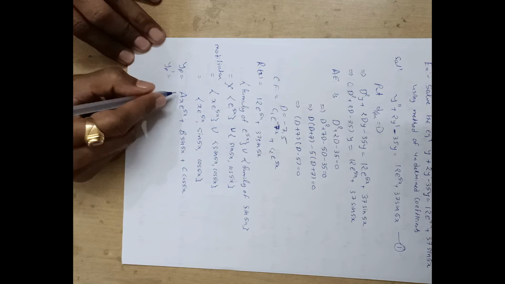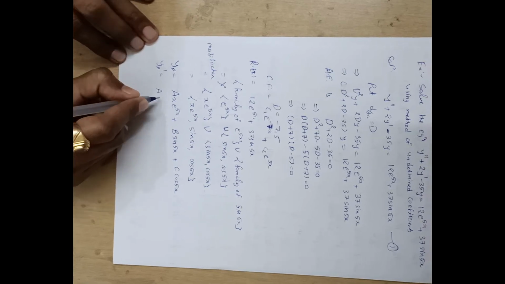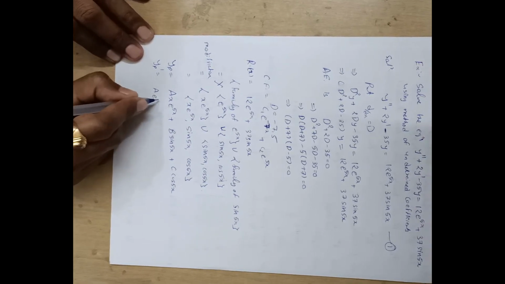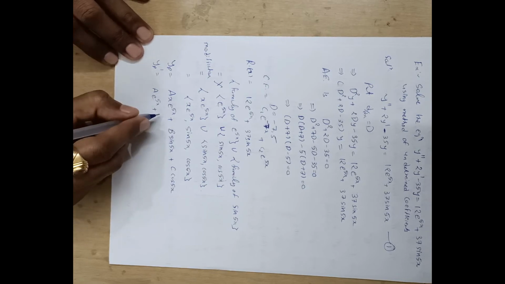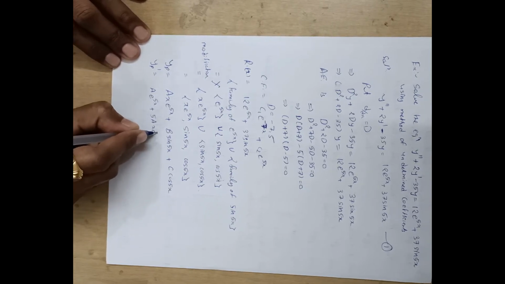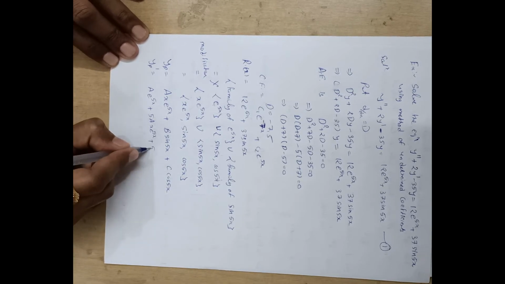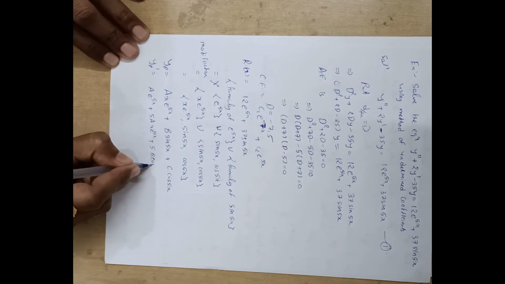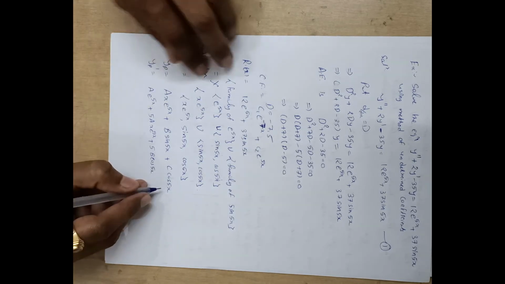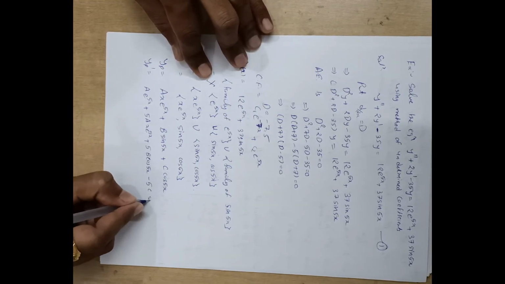yp dash will be a, you have to apply u into v. Derivative of x will be 1, e^(5x) as it is, plus e^(5x) as a derivative, 5x e^(5x). Sine has a derivative cos, so 5b cos 5x. Cos has a derivative minus sine, so minus 5c sin 5x.